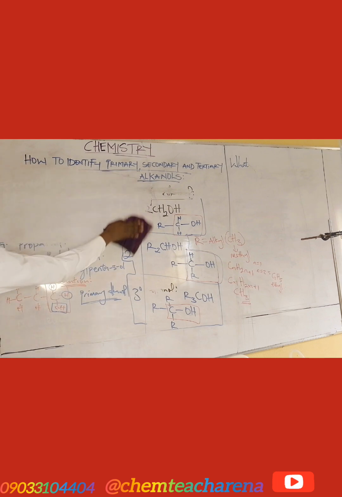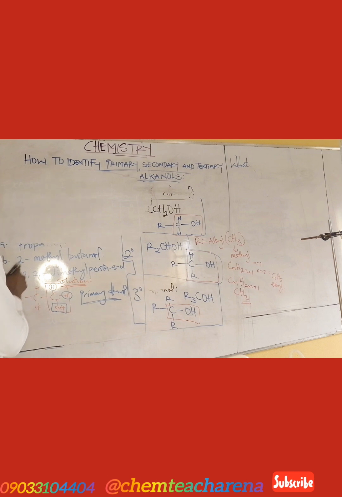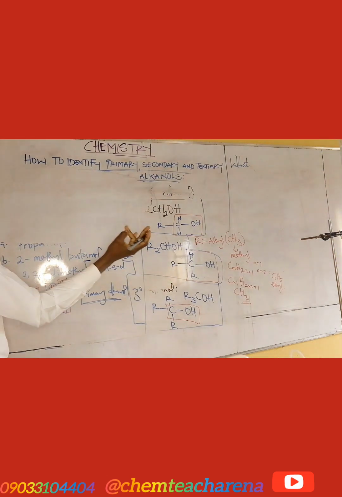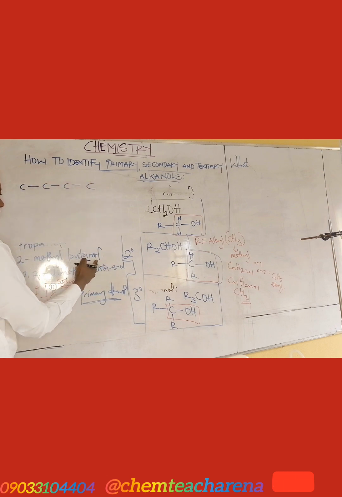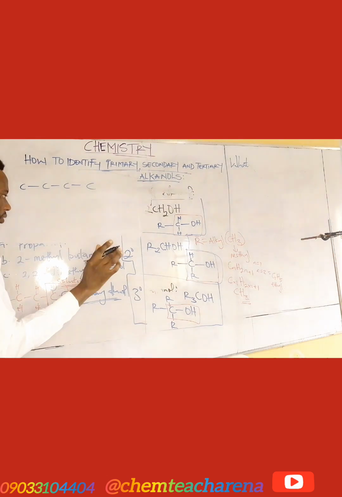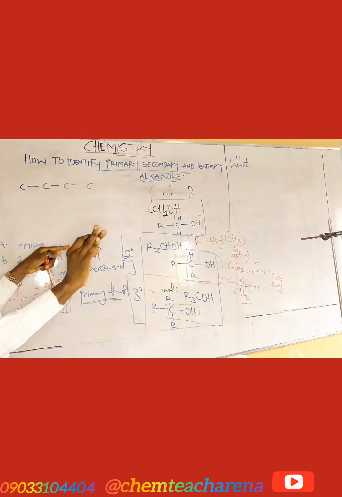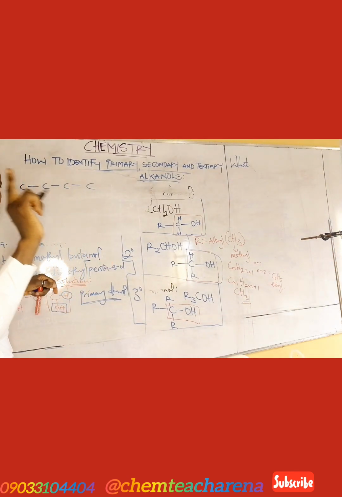Then the second one. So the second one says 2-methyl-butanol. Take your parent name. Your parent name here is butanol, from methyl, ethyl, propyl, butane, which is 4 carbons. Butanol means butan-1-ol, which means the OH is on carbon 1.